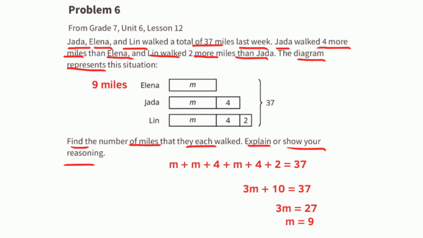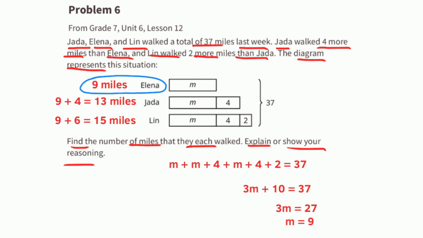Since Elena walked m miles, that means that Elena walked 9 miles. Jada walked m plus 4, which is 9 plus 4, or 13 miles. Lynn walked m plus 4 plus 2, or 9 plus 6, which is 15 miles.